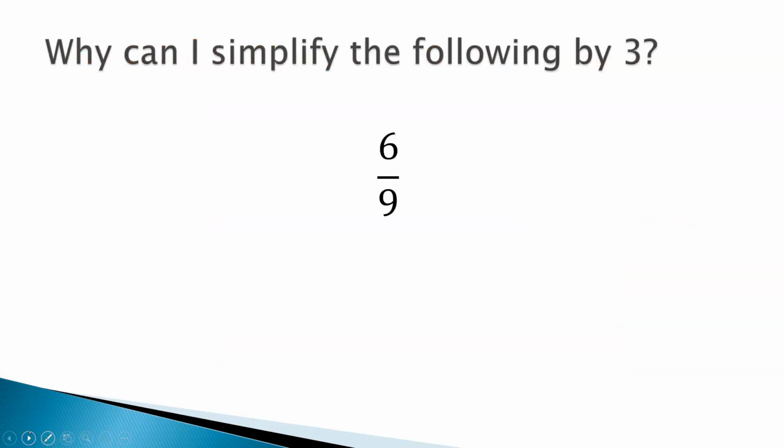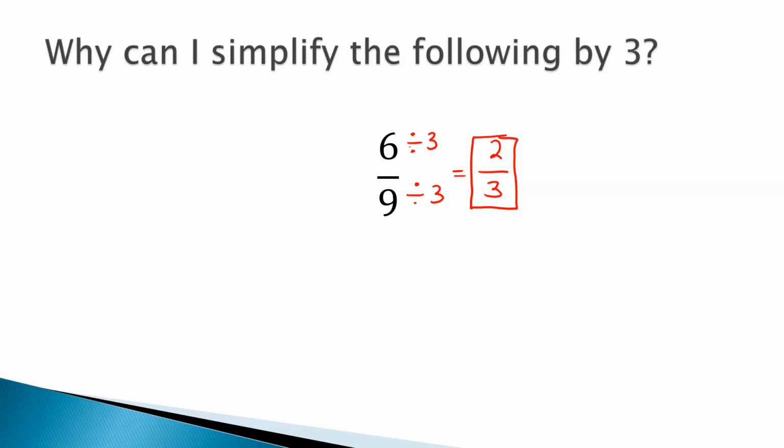All right, so real quick before we even jump into it, why can I simplify the following by 3? If you ever have a fraction, something like 6/9, and I ask you guys to simplify it, you've probably seen this in the past, right? We'll divide the top by 3. We'll divide the bottom by 3. And then 6 divided by 3 is 2. 9 divided by 3 is 3, right? That's the simplified fraction. So why are we actually allowed to do that?